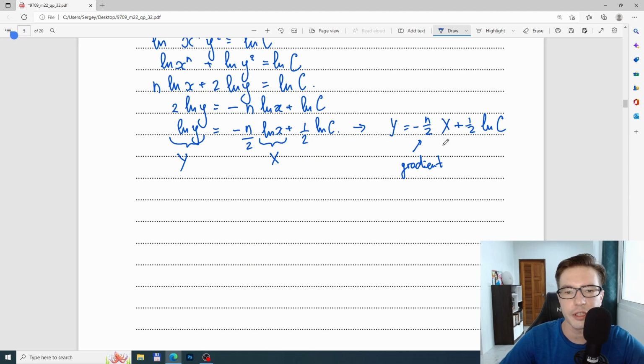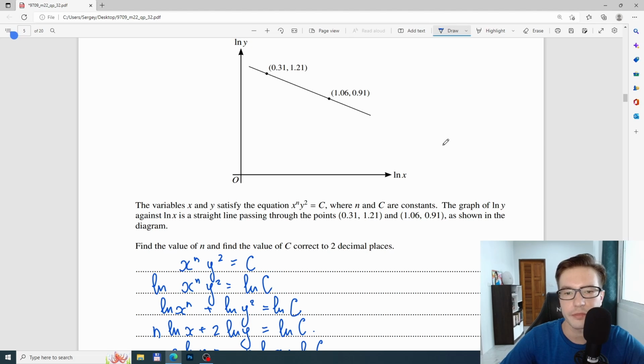And that linear function is on our graph. So to find the gradient of this graph, we'll have to find change in y over change in x. So I'll do 1.21 minus 0.91, that's change in y, over change in x, which is 0.31 take away 1.06, and then I will get minus 2 over 5.